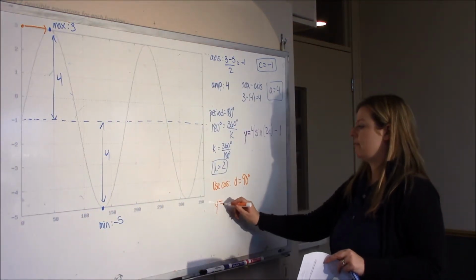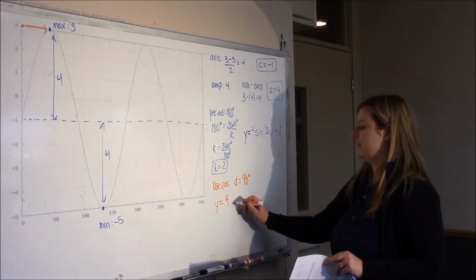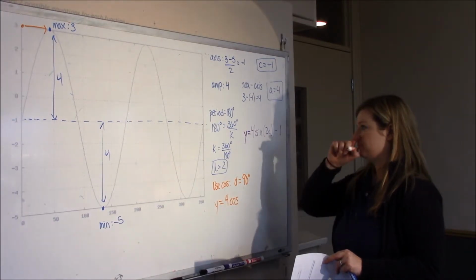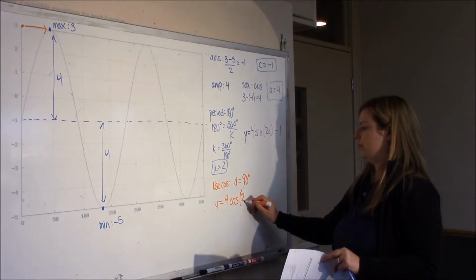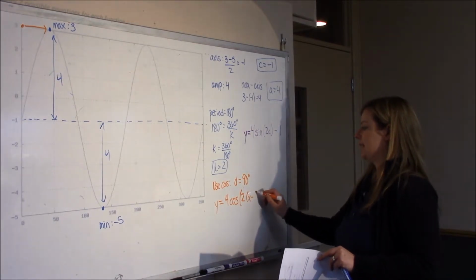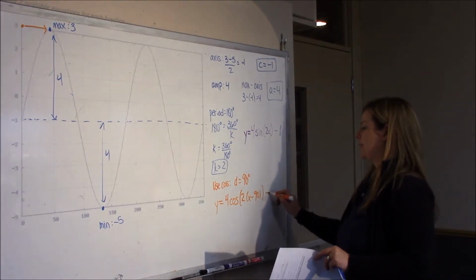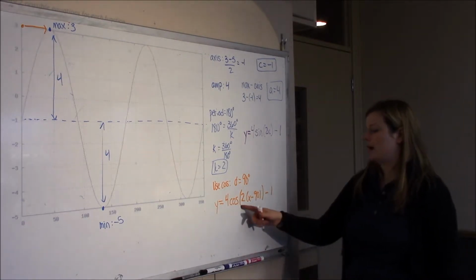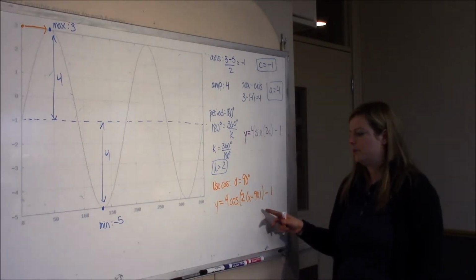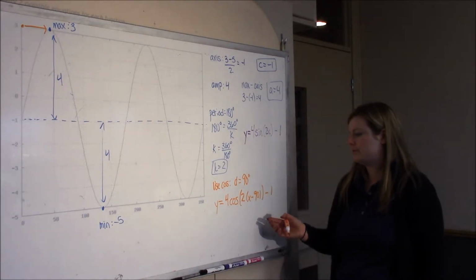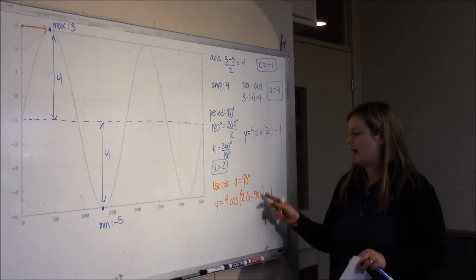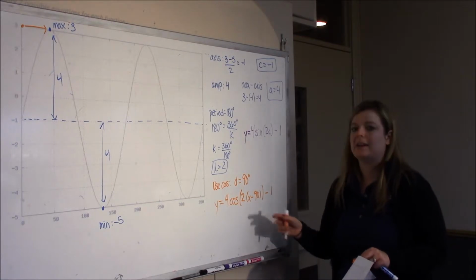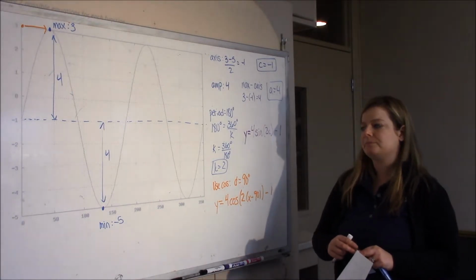So our D value is 90 degrees. So that equation would be y equals 4 cos 2 bracket x minus 90 bracket bracket minus 1. So think about it. Why do you need the double brackets here? Well, remember, to see the phase shift, K is factored out. So to show that as being 90, you have to keep it separate from K.